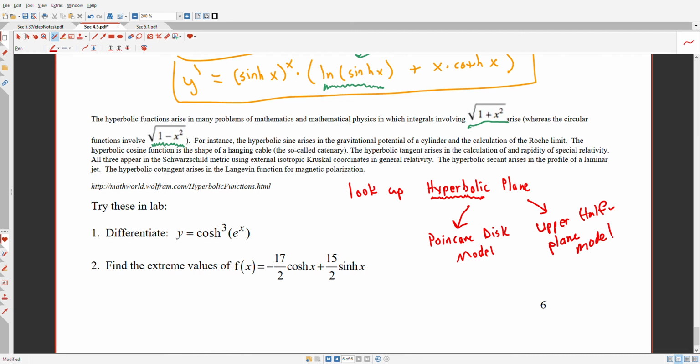I bet Numberphile or ViHart has some interesting videos that involve these words. They're just kind of fun to watch. And you may not see the hyperbolic functions we talked about in this video being used in the videos you watch. But if you want to do geometry in what's called the hyperbolic plane, if you actually want to compute stuff, like how long lines are in this setting, then sinh and cosh and tanh and sech pop up all over the place.